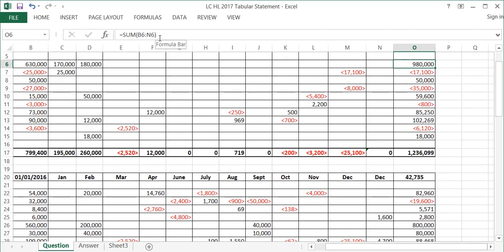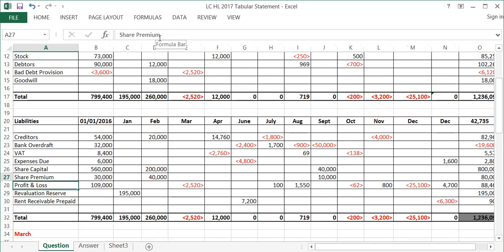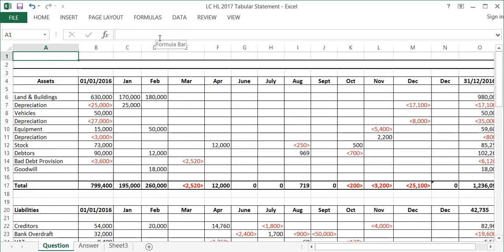You have to total them across, total everything down, which I've just done in Excel there, and each month should balance. So I hope that was a help for the Leaving Cert Higher Level 2017 tabular statement.